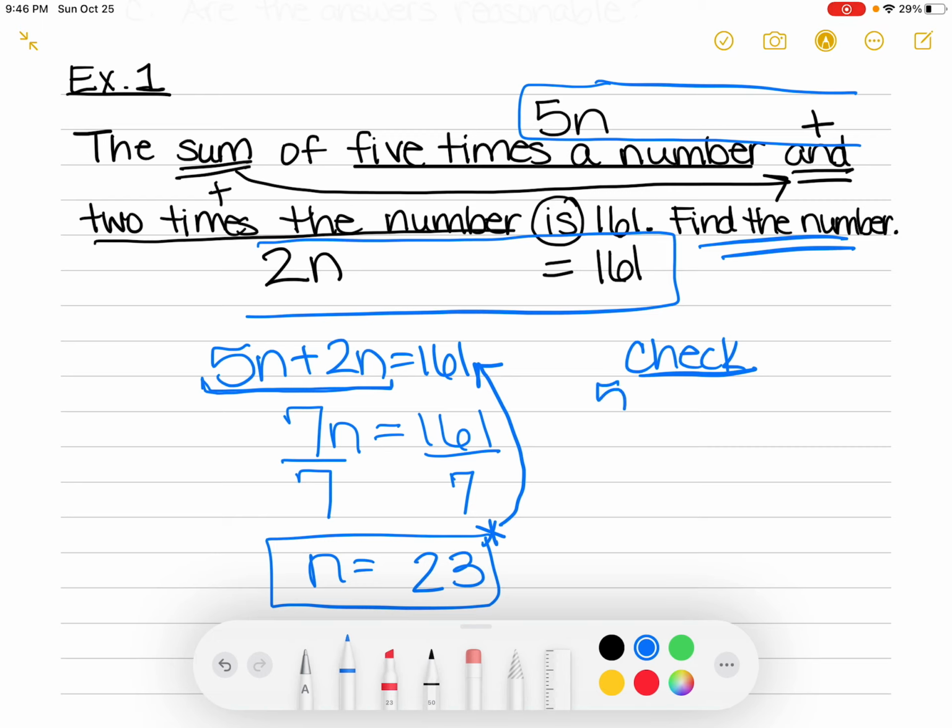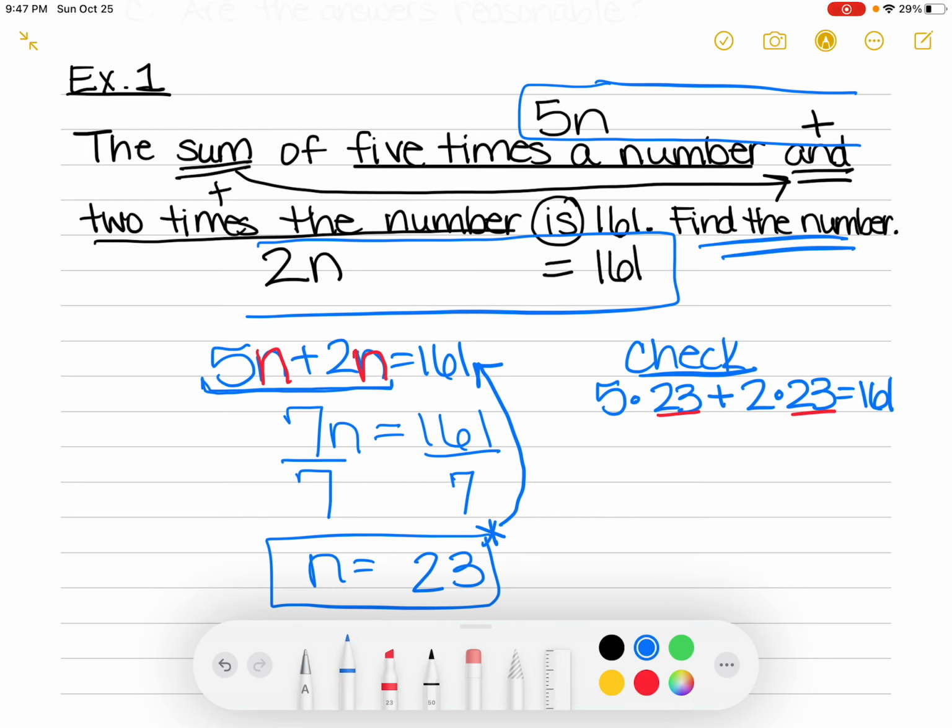So I'm going to have 5 times 23 plus 2 times 23 equals 161. So notice I put the 23 everywhere there was an n. So this went where the n is. So I had 5 times n plus 2 times n equals 161. So instead of n, I put 23.